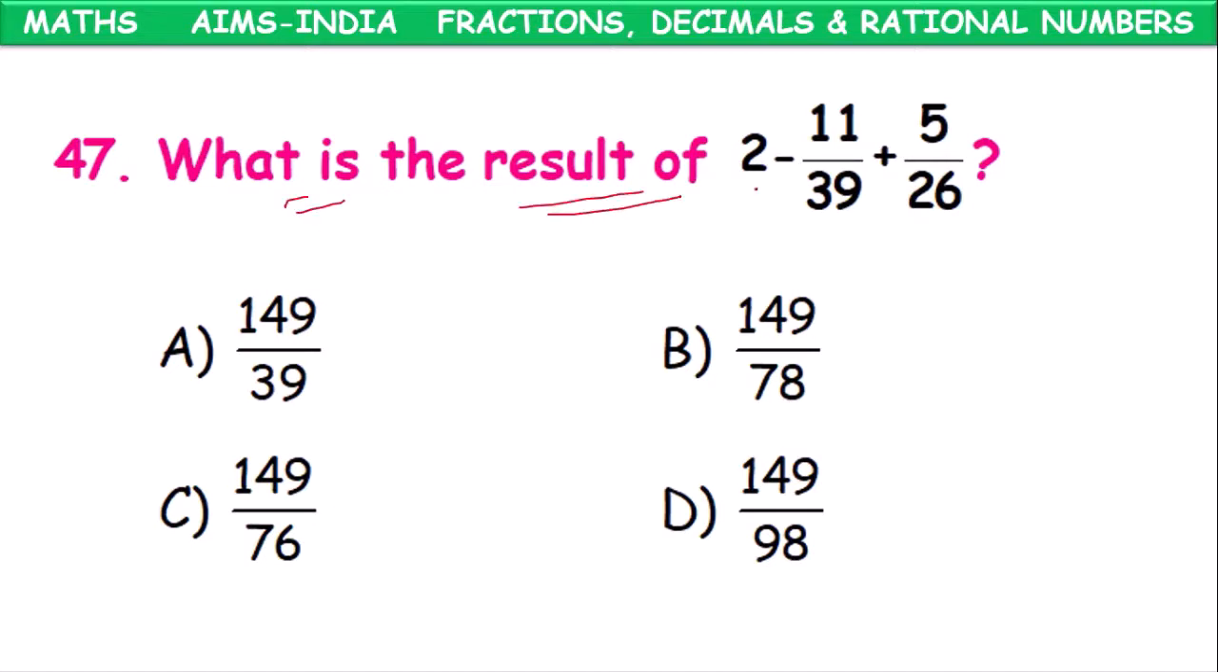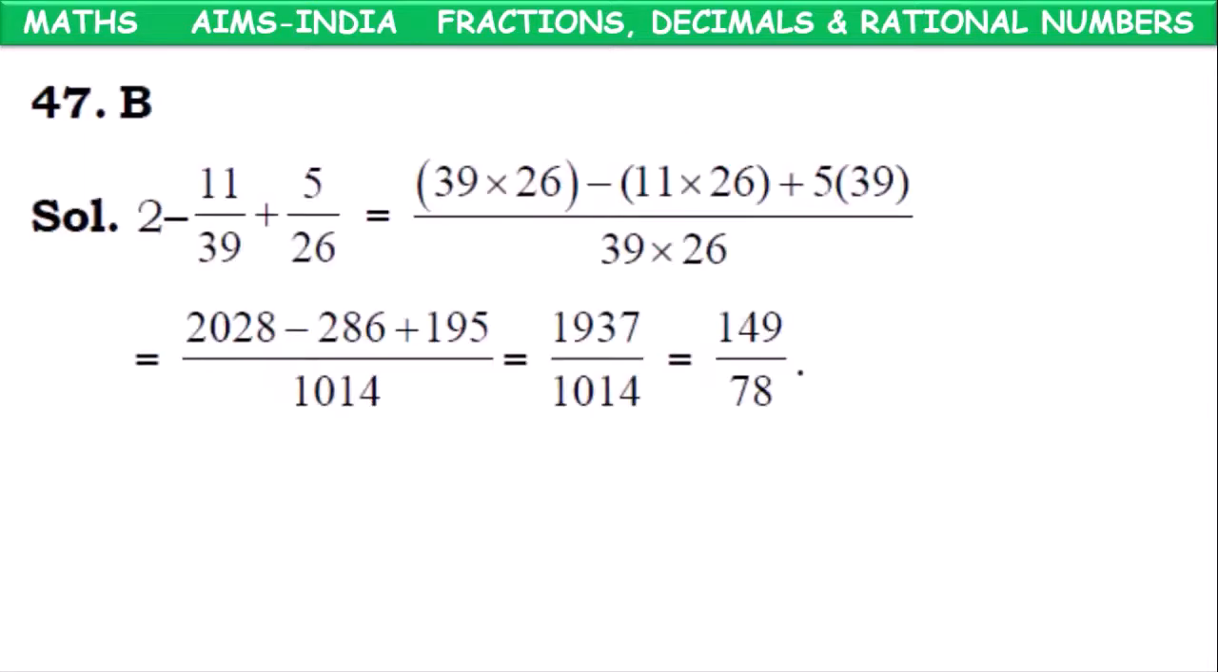What is the result of 2 minus 11 by 39 plus 5 by 26? So 2 minus 11 by 39, 5 by 26. LCM 39 into 26.